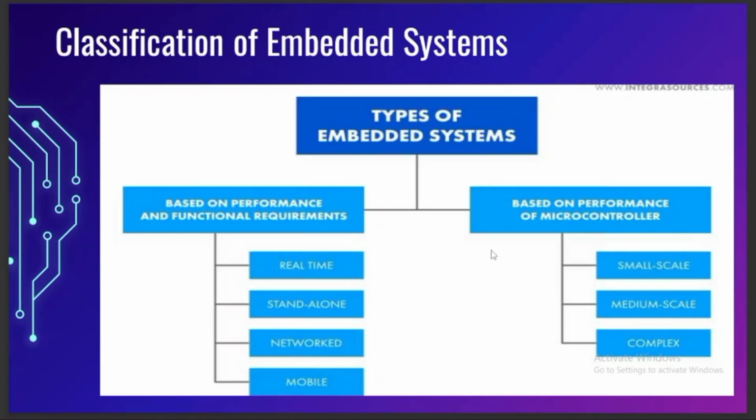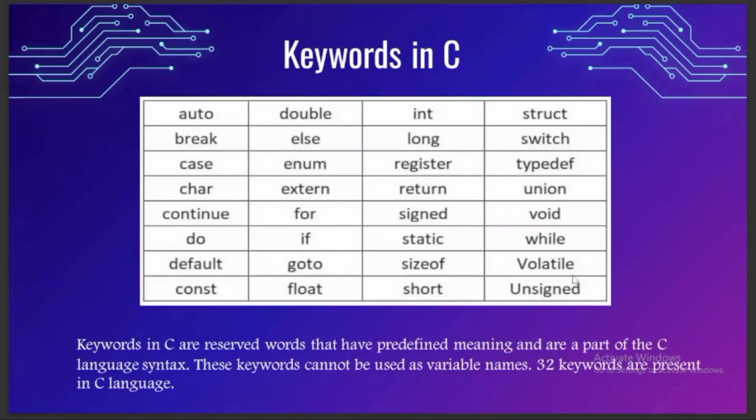Then, going into the embedded systems based on the performance of the microcontroller, they are classified into three types. The first is small scale, the next one is medium scale, and the last one is complex. Getting into the next slide, that is keywords in C.